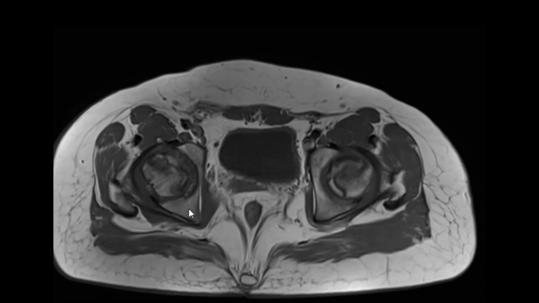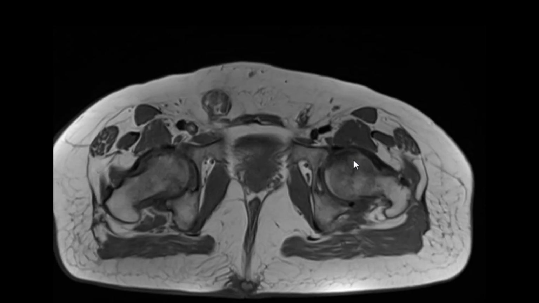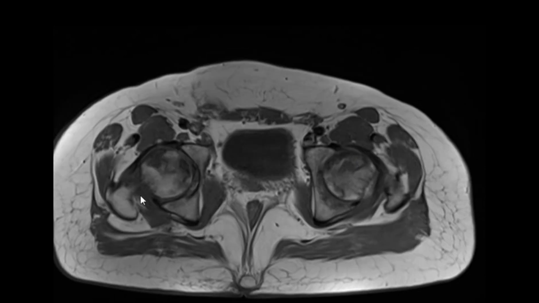Which one is grade? On the right side, which grade? There's cortical irregularity on the right side, suggesting grade 2, grade 3. Grade 4 is total collapse. On the left side, it's grade 2, signal intensity with preserved outline. On the right side, grade 3; on the left side, grade 2. The right side is more.